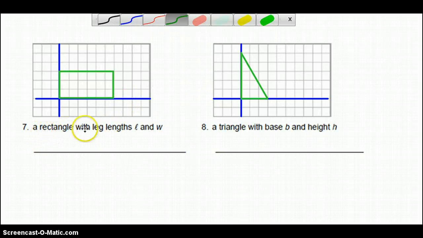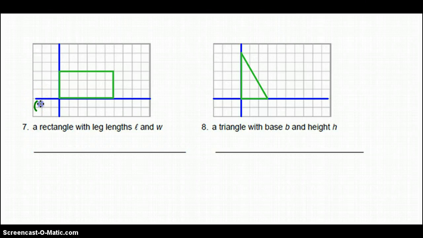A rectangle with leg lengths L and W, if I position it, and this is the part of ours that should all be the same, one vertex should be at the origin, 0, 0. The other vertex here, if I call that my width, the x-coordinate is 0, the y-coordinate is W. This coordinate over here would be my length, so the x-coordinate would be L, y-coordinate is 0. That makes our coordinates L for x, W for y.